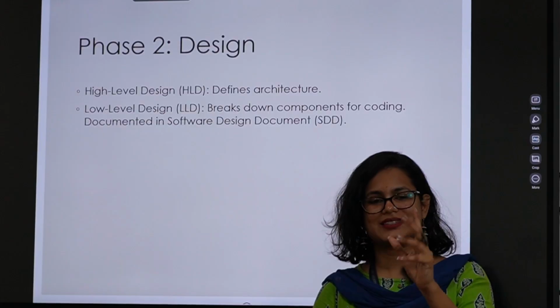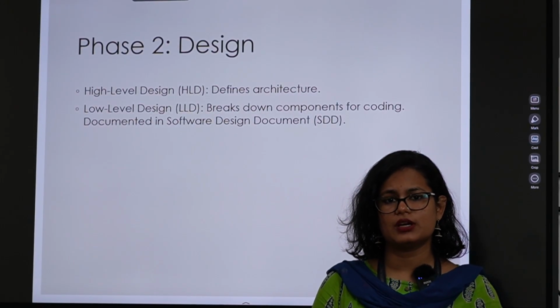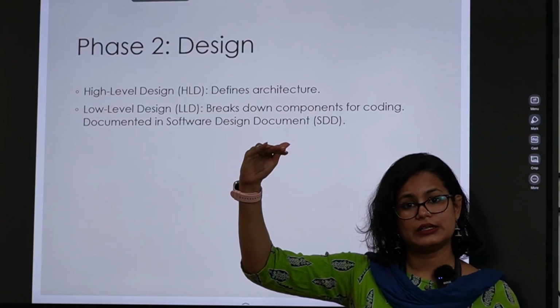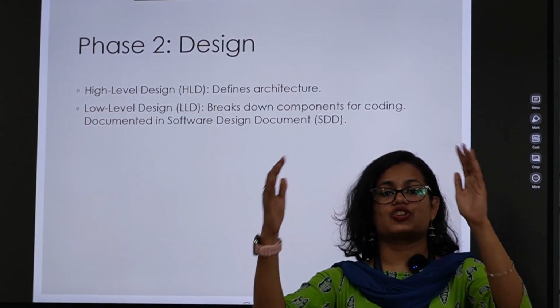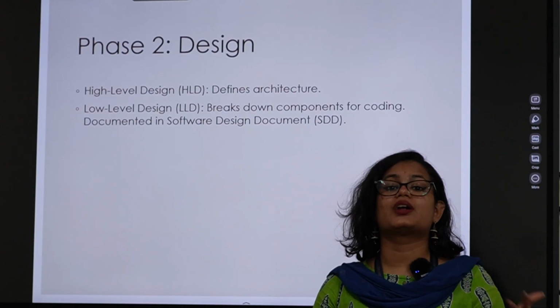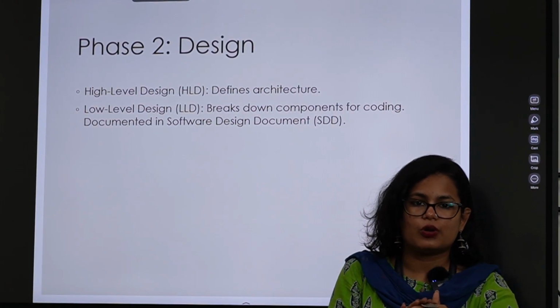In your design phase, there are two types of design, or two levels of design, that's going to happen. First is your high level design. This high level design talks about the architecture, the structure of your project, how is it going to be, right? Next level is going to be your low level design.